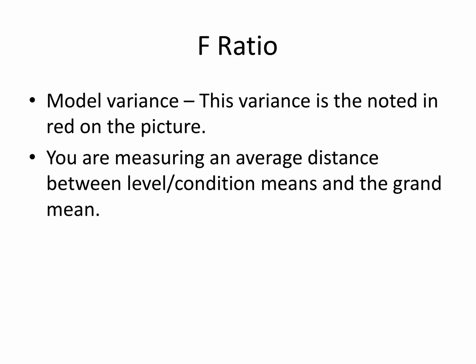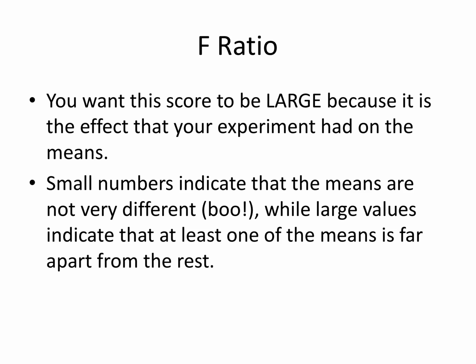Okay. And so I'm going to call the between groups variance model variance, or the numerator variance. And that was the red one on the picture. And it's the average difference between levels or conditions, kind of depending on if you're doing a one-way or two-way design. Okay. I want that score to be really large. And that score being large implies that my experiment had an effect. So we want big differences between groups. If the numbers are really small, that indicates that the means are not very different between groups. And large differences indicate that those means are different.